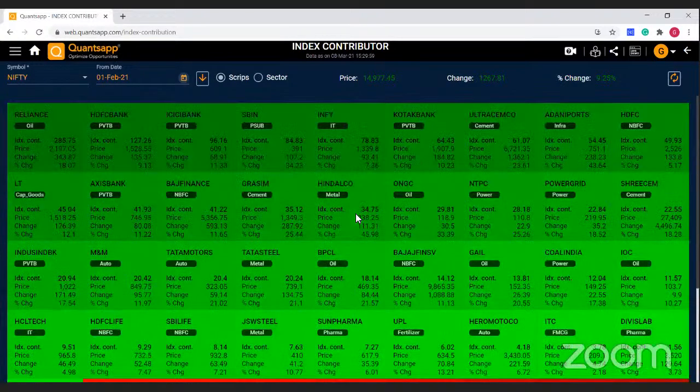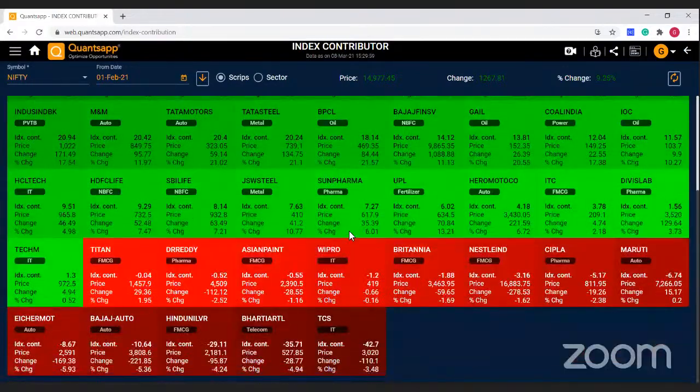So we can see here, from 1st of Feb, Reliance has contributed the most, then HDFC, ICICI Bank, SBI. These are the most contributors, and below that we can see the price change in those particular stocks. Here I can see the Nifty closing change from 1st of February, and how much it has changed: almost 9%, more than 9%.